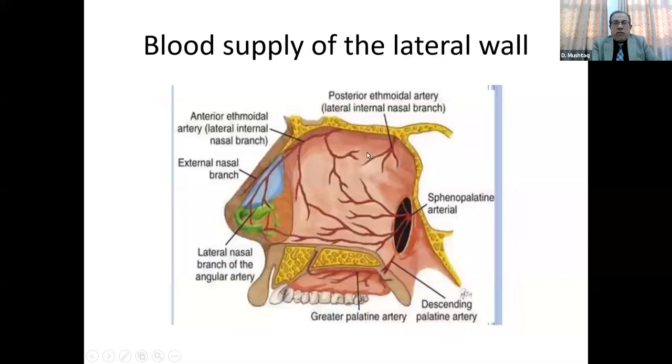Now, the blood supply of the lateral wall: the anterior ethmoidal artery, lateral branch; the posterior ethmoidal artery, lateral branch; the sphenopalatine artery; the greater palatine artery; and the lateral nasal branch of the angular artery, a branch of the facial artery.